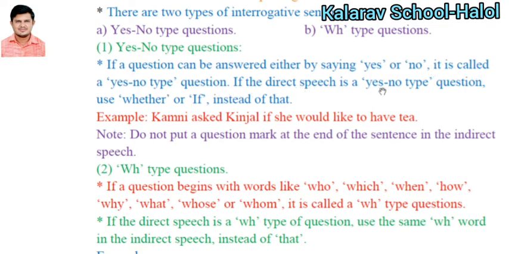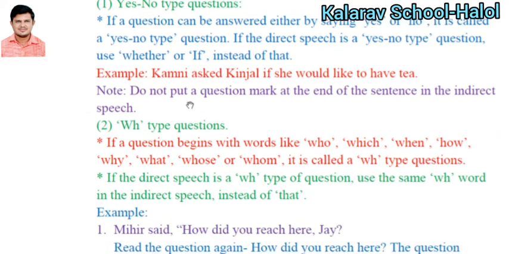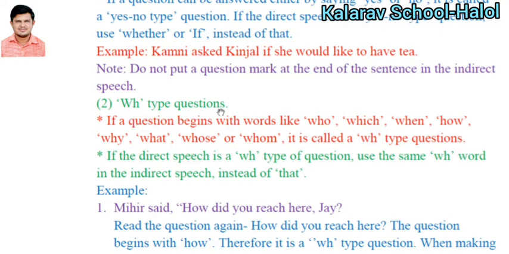And if the direct speech is a yes-no type question, use whether or if instead of that. Instead of that, which two words can you use? Whether or if. As a conjunction in the sentence you can use whether or if. Clear? Example given here: Kamini asked Kinjal if she would like to have tea. Do not put a question mark at the end of the sentence in indirect speech. In indirect speech a question mark never comes, even if the sentence belongs to the interrogative one.